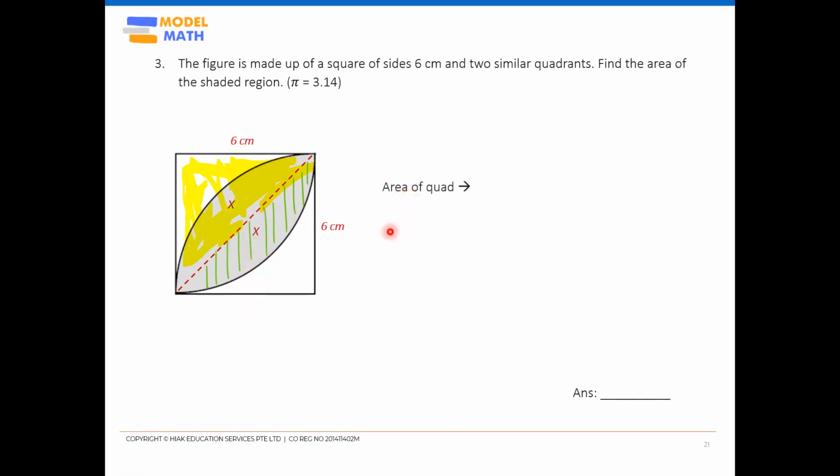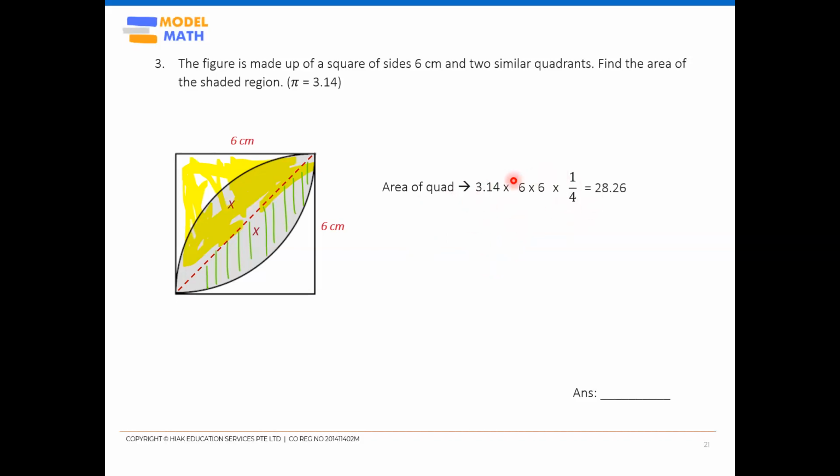So for the area of the quadrant first, you will need to apply your area of circle formula. Pi is given, pi times r squared. So pi times the radius. What's the radius? The radius of this quadrant is your 6 cm. Imagine if you extend this into a full circle, from the center of the circle to the arc, that's the radius. So pi times 6 times 6. Now, because it's a quadrant, I also have to times 1 over 4. And that gives us 28.26.